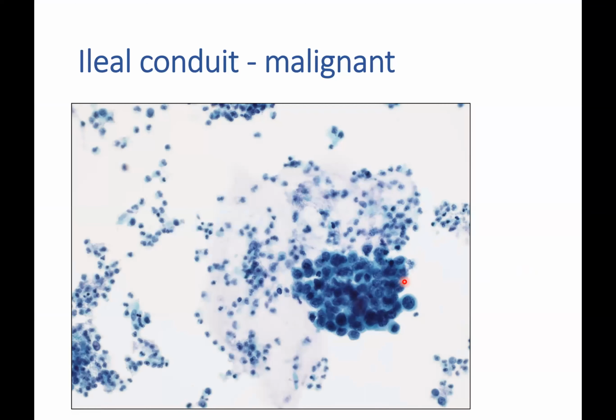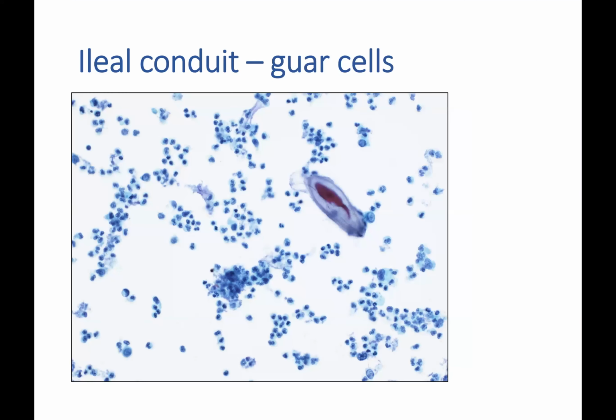This, however, is an ileal conduit sample in which there actually are malignant cells, and again you apply the Paris criteria: high nuclear to cytoplasmic ratio, irregular nuclear outlines, and coarse hyperchromatic chromatin. Structures can sometimes be seen in ileal conduit samples as well. These are guar cells, which are plant cells from guar gum used in stoma attachments, and definitely should not be confused with abnormal cells. You can see that they're much larger, so shouldn't really pose a problem.